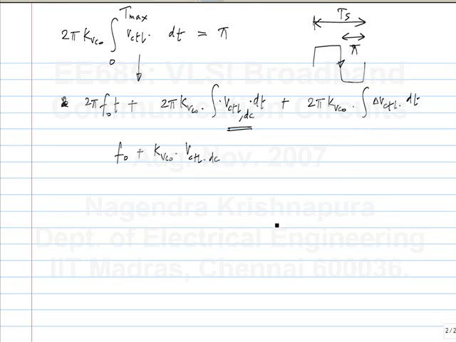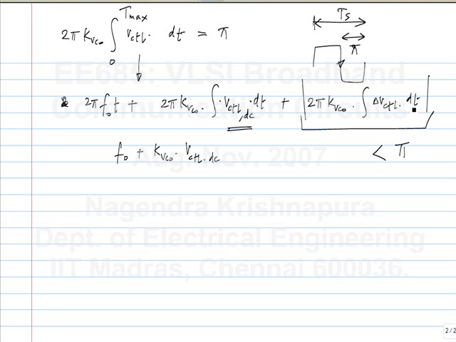Now what I am concerned about is that they should not cross pi or minus pi. So I want the absolute value of this to be smaller than pi. Now delta VCTL can be a constant.